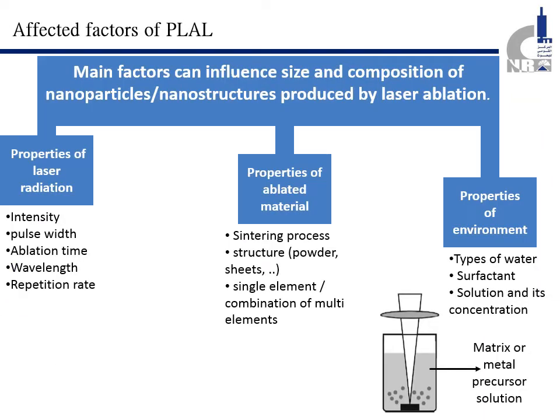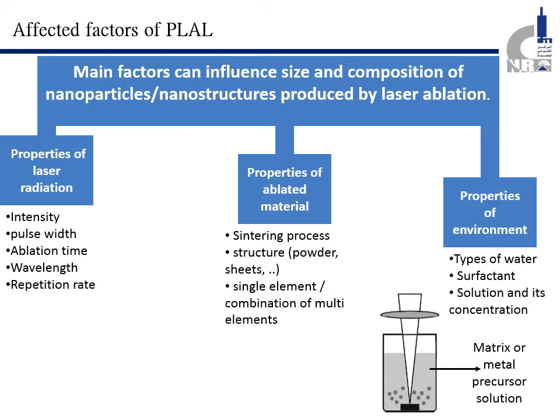In this technique, there are different factors that can influence the size and composition of the produced nanocomposite structure. We can divide all of these factors into three types. The first one is the laser parameters, like intensity, pulse width, ablation time, wavelength, and rotation rate. This type affects mainly the particle size of the nanostructured material. The second type is the properties of the ablated material, as we can start from just a single metal or an alloy. At this time we can produce a nanoparticle or nanoalloy structure.